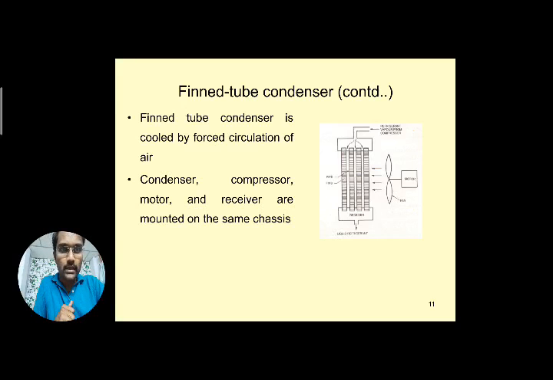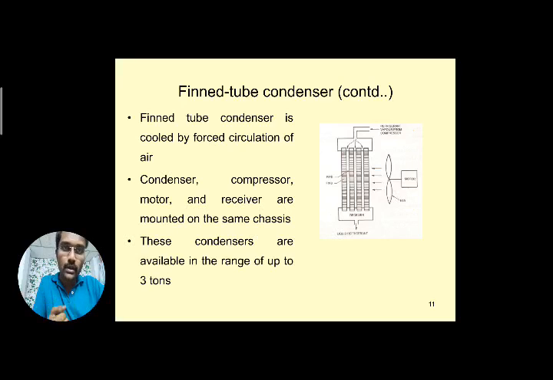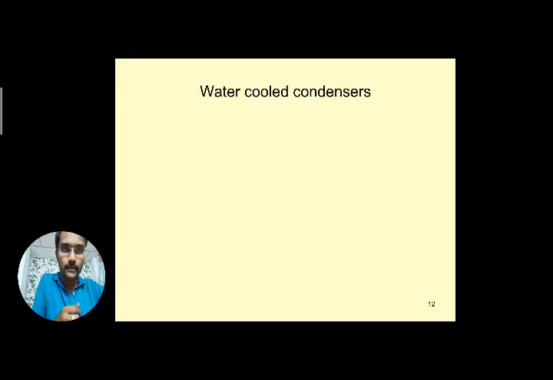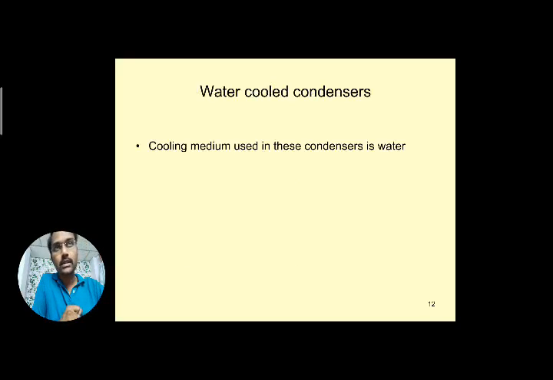Now the condenser, compressor, motor and receiver are mounted on the same chassis when you are using these types of finned tube condensers, and these condensers are available in the range of up to 3 tons. I already told you it's an air cooled condenser, maybe forced or natural, generally utilized for 1 ton to 3 ton. So this is one example of that air cooled condenser. It may be natural or air forced type.